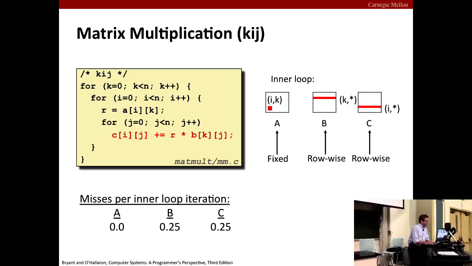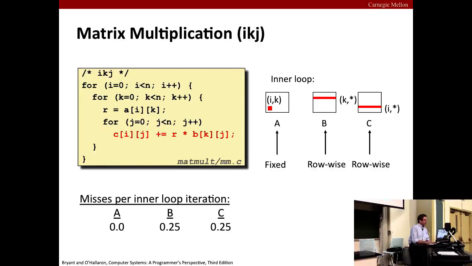KIJ is a little different. Here, we're doing row-wise access of B and row-wise access of C. So that's good, right? Now we've got stride 1 accesses on both B and C, and the reference to A is outside of the loop, so we don't care about it. So both B and C will miss 1/4 of the time. The total average number of misses per loop iteration will be 0.5. That's pretty good. And IKJ has similar behavior.